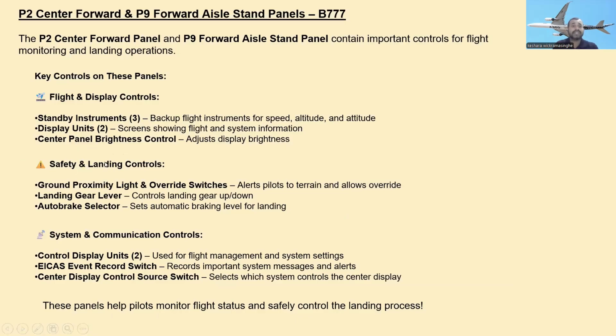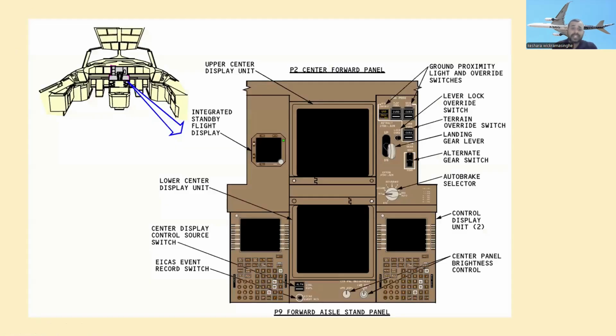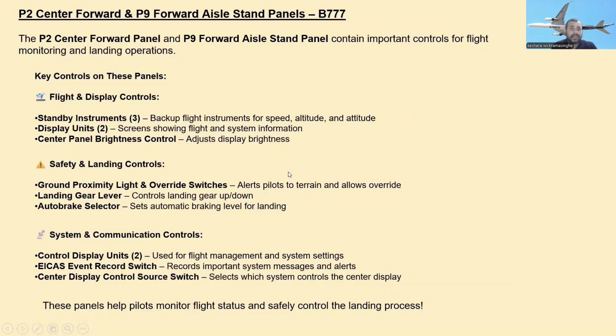And next one, the safety and landing controls. They have ground proximity lights and override switches. Yes, these are the ground proximity lights and override switches. And this console is located over there, right? What is the function? Alert pilots to terrain and allows override.